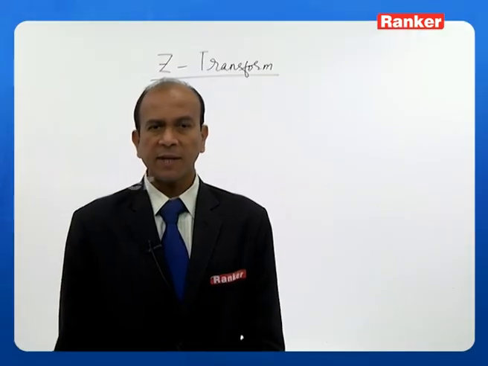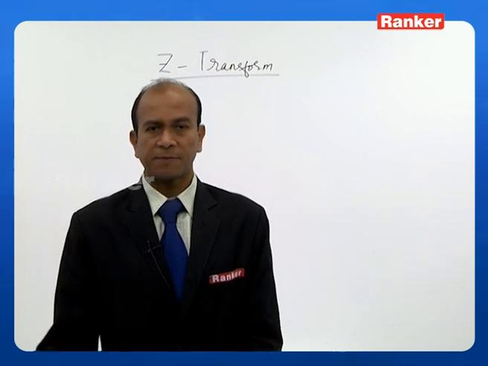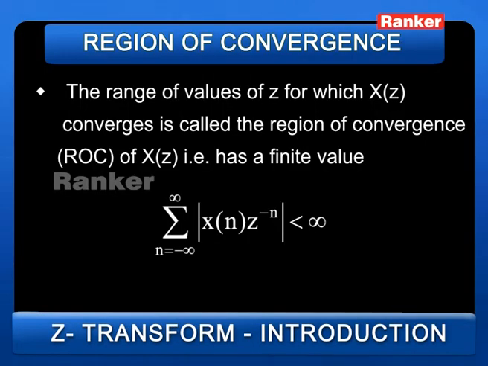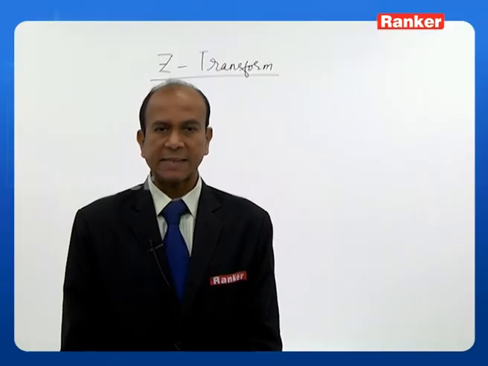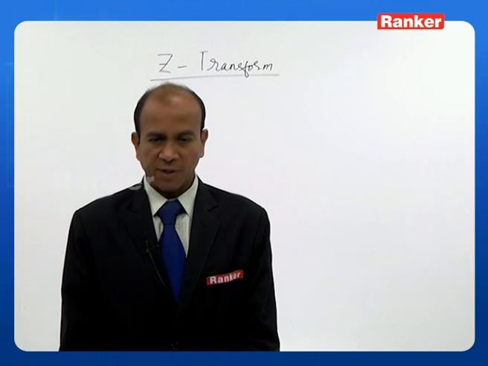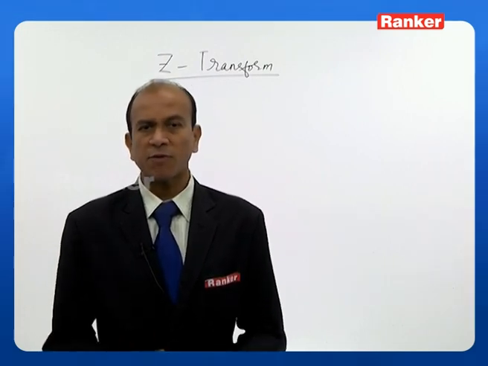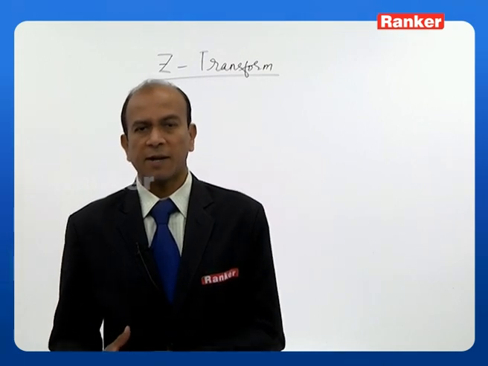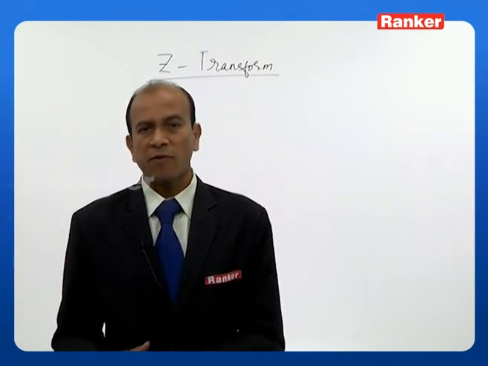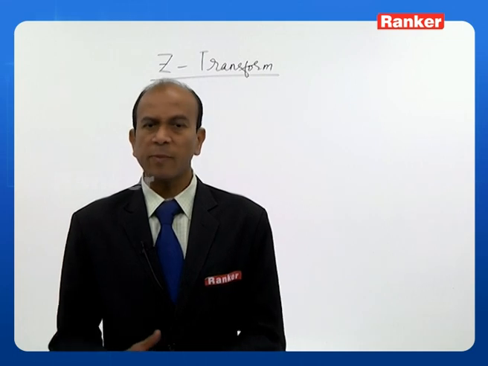Let us see the properties of region of convergence. The set of values of z, or the set of points in the z plane, for which x of z converges is called the ROC of x of z. As we solve some problems, we will be able to calculate the ROC for various signals for which the z transform exists.